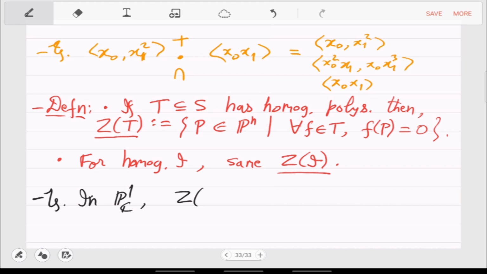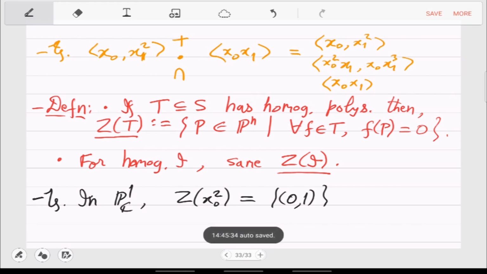So with that understanding, Z of x0 square is 0, 1. Is this clear? So the affine Z would have given you what? 0, t for every t, right? But the difference here is that since there was a duplication there, we are just putting different t's, we have now compressed all of them into one. Okay, this is just one point. So there is a difference.